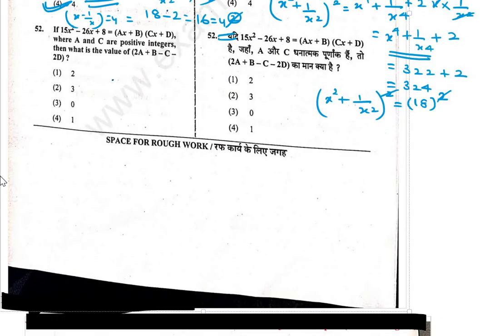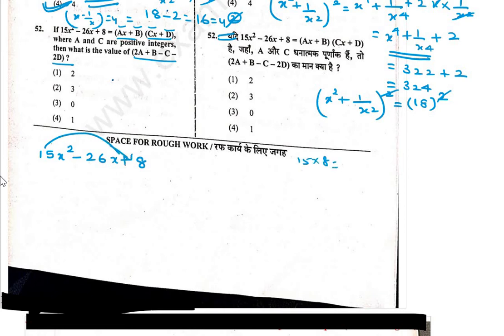Come to the next question, 52. Some expression is given. We have to factorize these terms, find the value of a, b, c, d and calculate this expression value. Okay, what is given? How can you factorize? First you multiply these two numbers, 15 into 8. This is the procedure: 120. So if you multiply you get 120, and if you add you get minus 26.